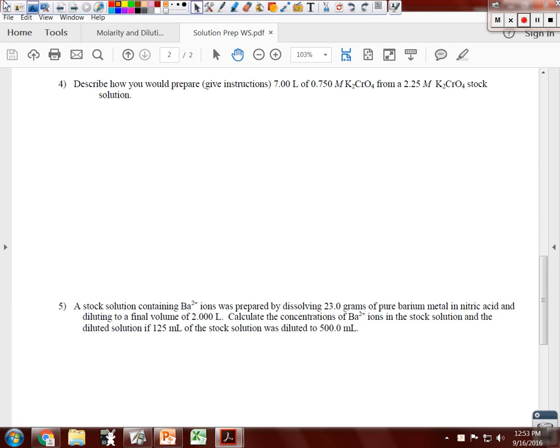From a 2.25 molar potassium chromate stock solution. Let me ask you something. How would you know that second concentration is still the stock, even though it doesn't say it? The concentration is higher. Fantastic. Yeah, I like that, that you're diluting the next thing. I like how you said that. Yes. Okay. All right. So I know that I need to solve for my VS, which is MdVd over MS.